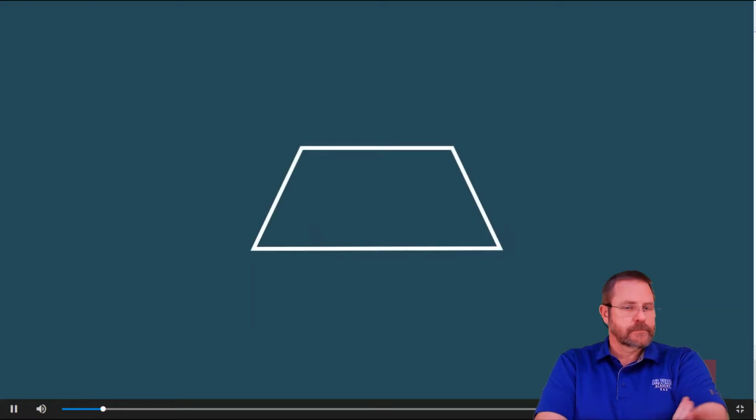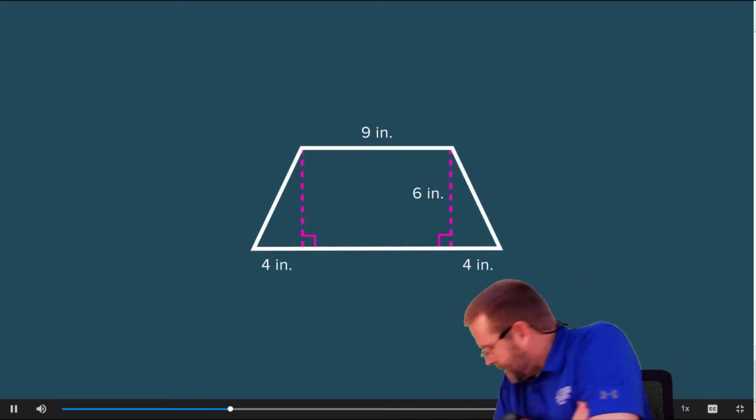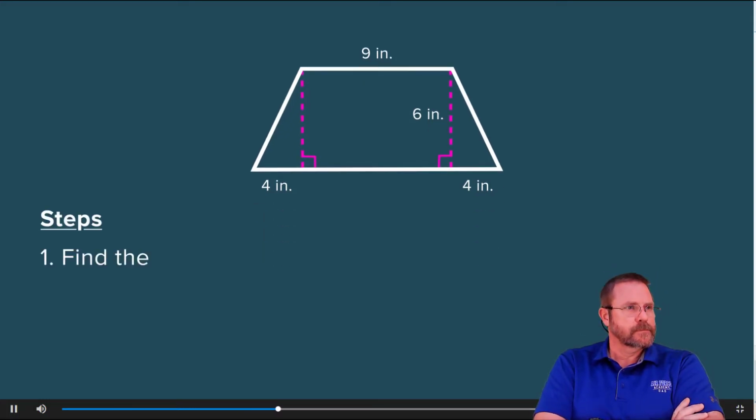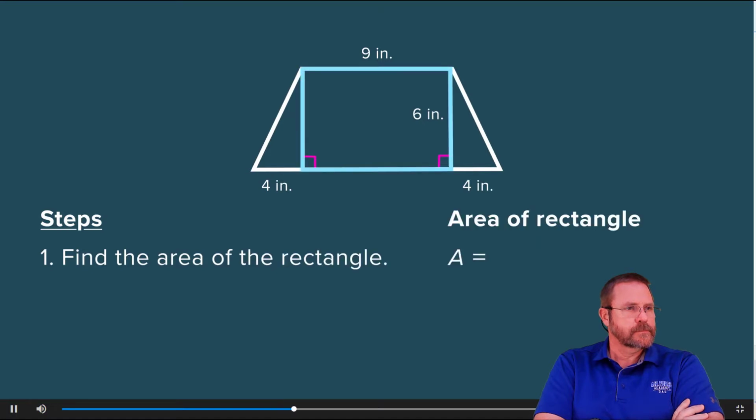A trapezoid is a quadrilateral with one pair of parallel sides. You can find the area of a trapezoid by decomposing it into triangles and other polygons. This trapezoid is made up of one rectangle and two congruent triangles. To find the area of the trapezoid, find the area of the shapes that make up the trapezoid. First, find the area of the rectangle using the area formula. Use the formula to find the area.